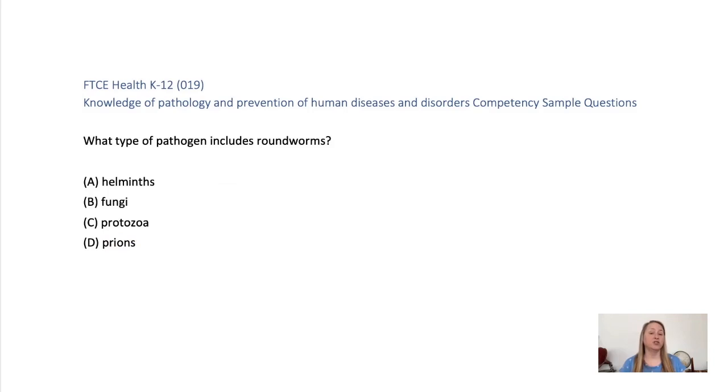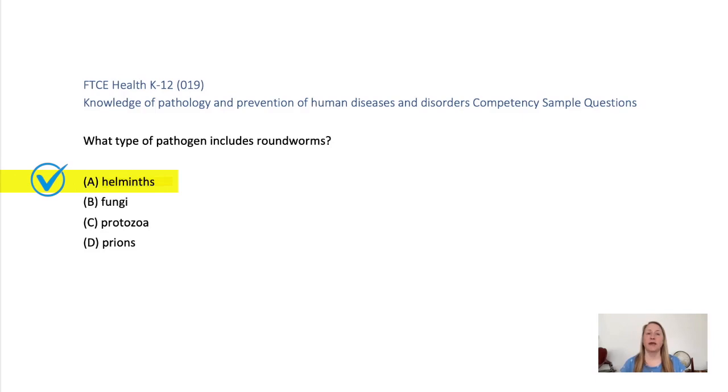What type of pathogen includes roundworms? A. Helminths, B. Fungi, C. Protozoa, or D. Prions. B. Fungi. This is incorrect. These are organisms like molds and yeast, not worms. C. Protozoa is incorrect. These are single-celled organisms, not worms. D. Prions. These are infectious proteins that cause brain disease, not worms.